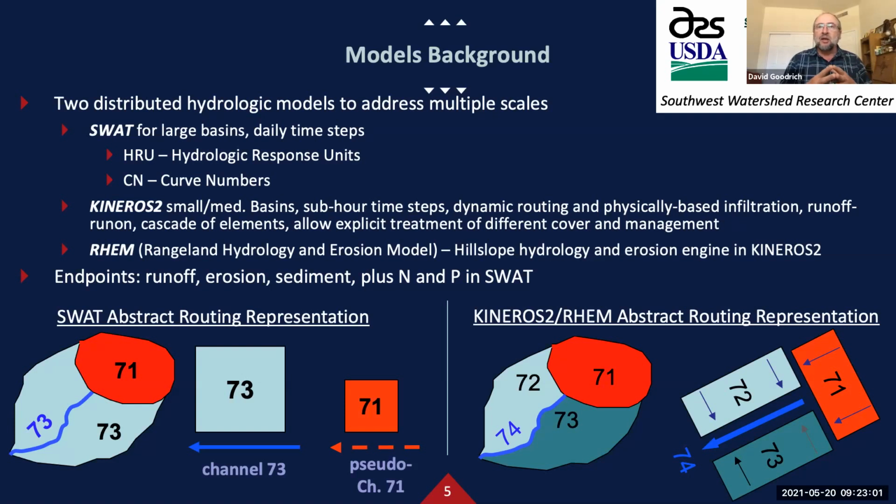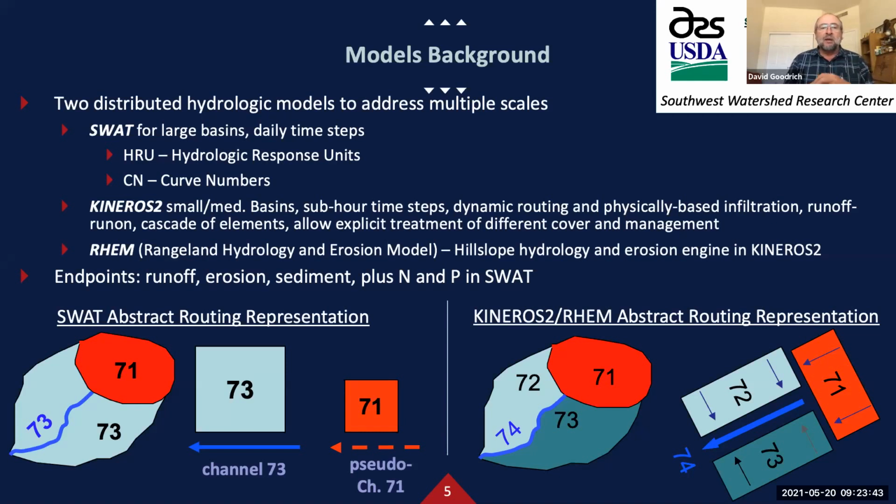KINEROS is typically applied to smaller or medium-sized basins. It can be run at minute time steps. We typically run it at the resolution that we receive rainfall input data. It's physically based. It does the routing, and you can do runoff, run-on, let's say from a parking lot to a field, or from, let's say, a field into a riparian buffer strip, and then into a stream. And we'll talk a little bit more about these in subsequent presentations.